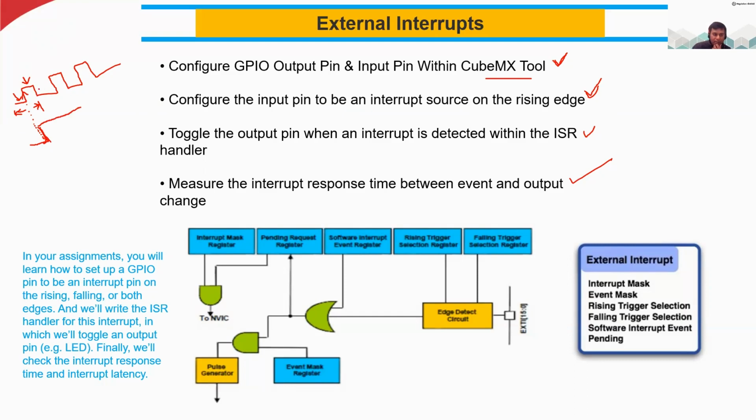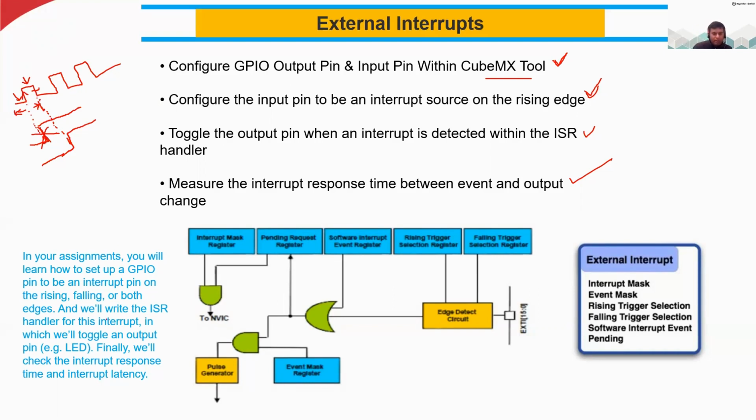Similarly, if you set up the falling edge, instead of starting from here, it will start from the falling edge of the clock signal. Then the pin will act like an interrupt source from this time. Both means either, so whichever comes first, immediately the pin will get enabled. So that is the clock signal synchronization. Okay, that's all about this.